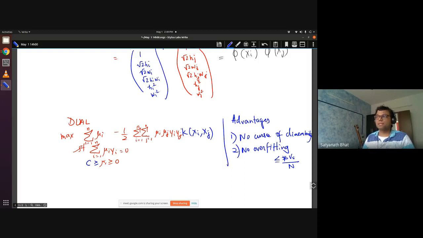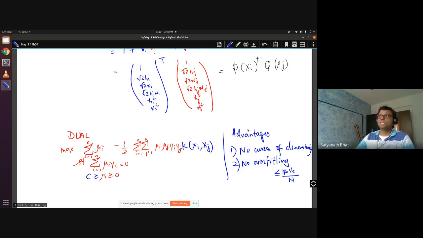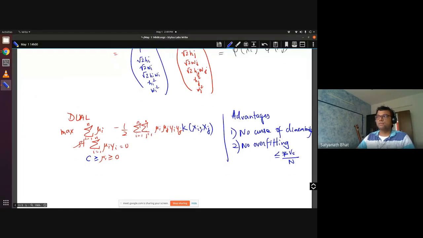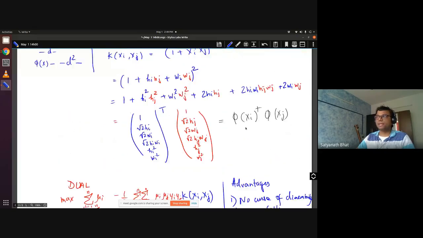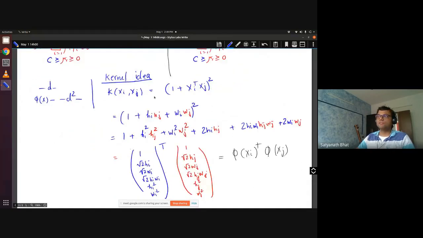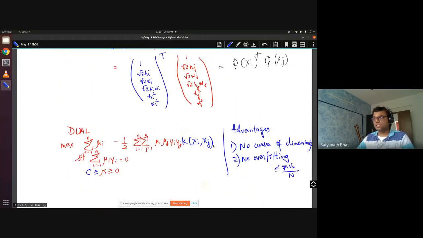So only one thing that remains to see is how do you deploy this. We understood that instead of doing Zi transpose Zj, we are doing some kernel of Xi and Xj. The idea is phi i transpose phi j directly will be extremely expensive, so instead we will use the kernel. The advantages of using this approach, of course, are no curse of dimensionality and no overfitting. This is coming due to SVM, not because of the kernel business. It is coming due to SVM.